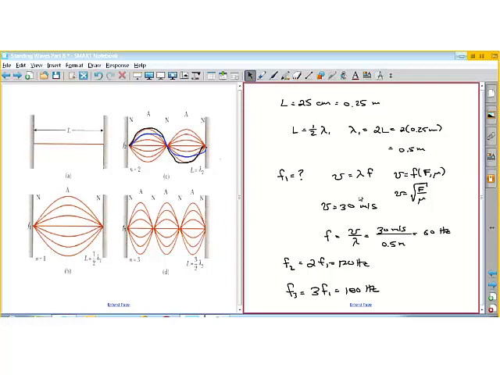So if you solve for v, the frequency is v over lambda. So you get 30 over 0.5. So the fundamental frequency at which the string would vibrate is 60 hertz. The second harmonic would be 2 times that, which is 120 hertz. 3 times 60 is 180 hertz.